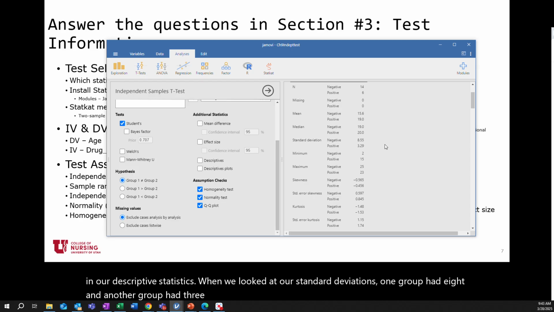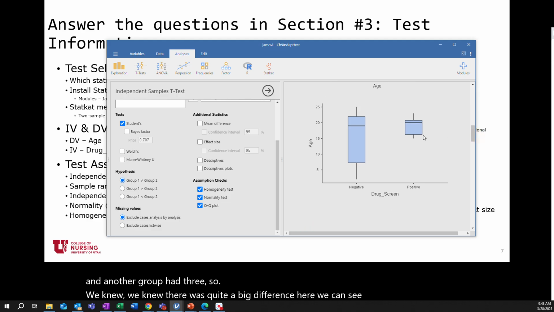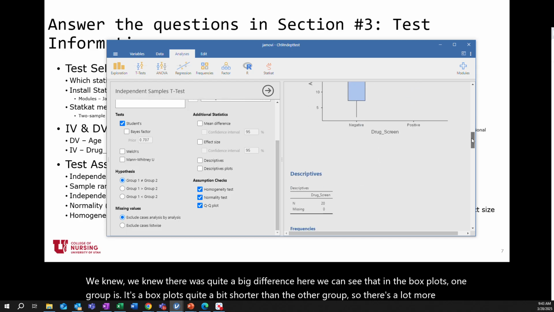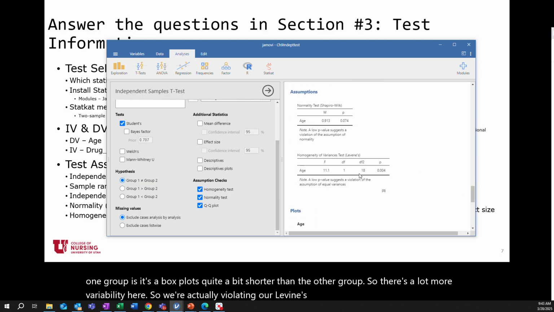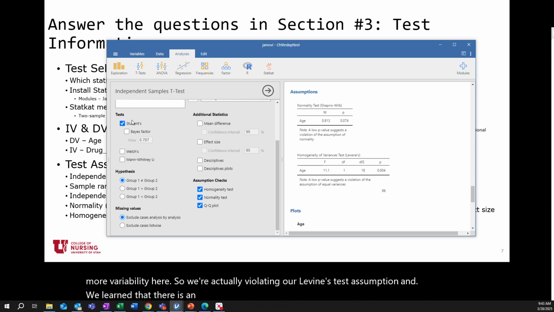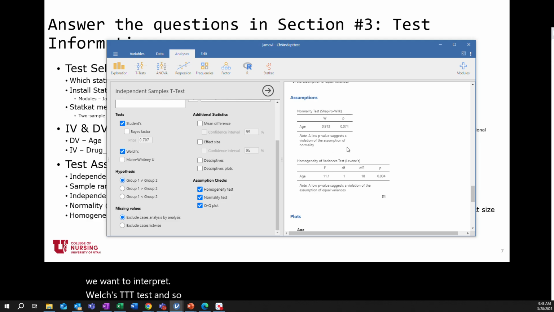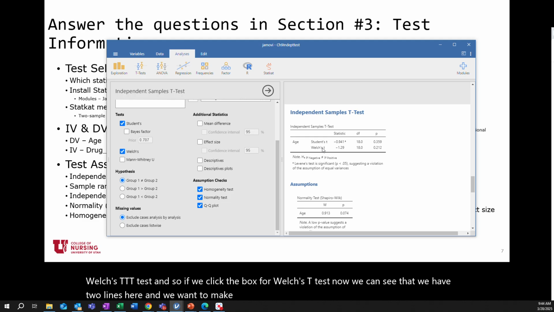So we knew that there was quite a big difference here. We can see that in the box plots. One group's box plot is quite a bit shorter than the other group's, so there's a lot more variability here. So we're actually violating our Levene's test assumption, and we learned that there is an alternative. Rather than just interpreting the regular Student's t-test, we want to interpret Welch's t-test. And so if we click the box for Welch's t-test, now we can see that we have 2 lines here, and we want to make sure that we are working on the bottom line.